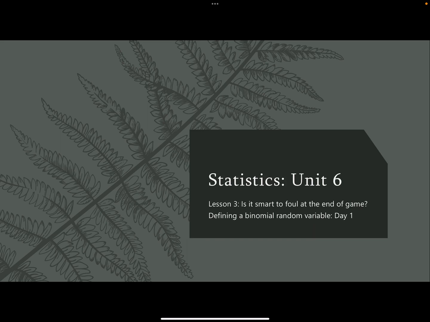Unit 6. This is Lesson 3. Is it smart to foul at the end of the game? Today we're going to be defining a binomial random variable. And this is the first day we're going to be talking about binomial random variables.